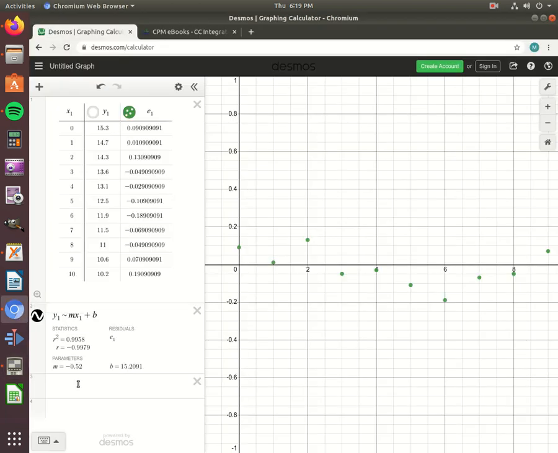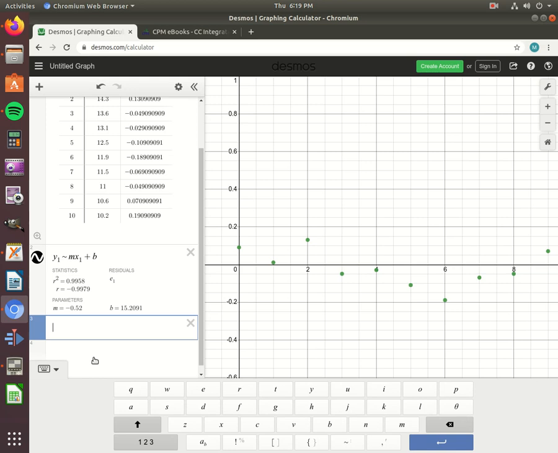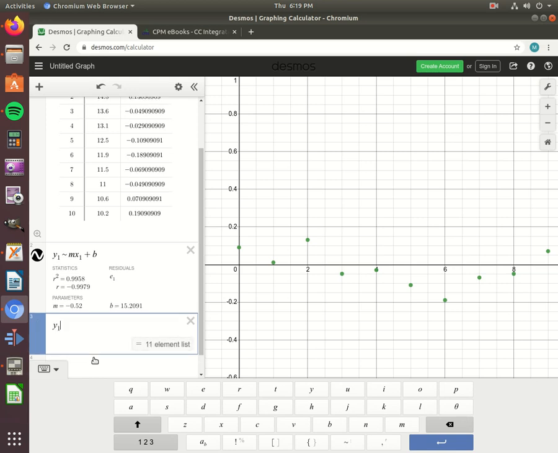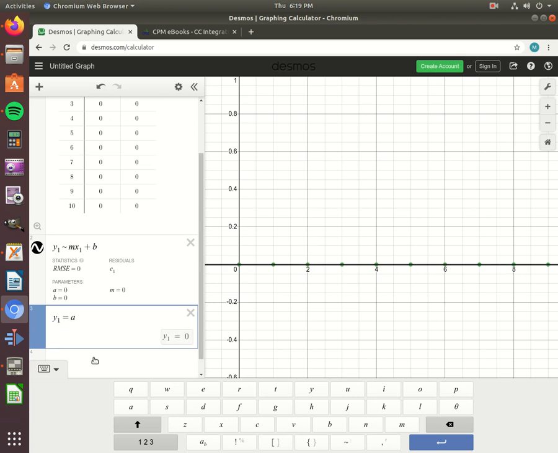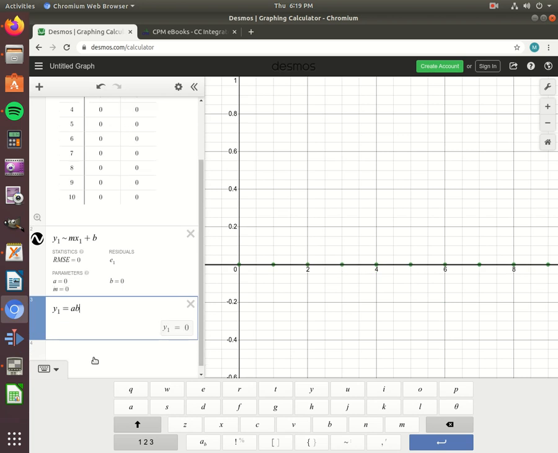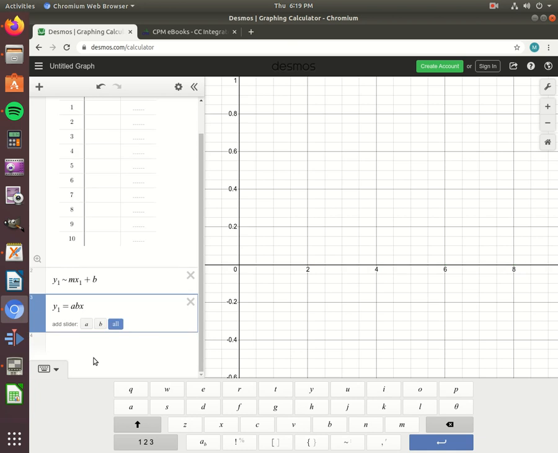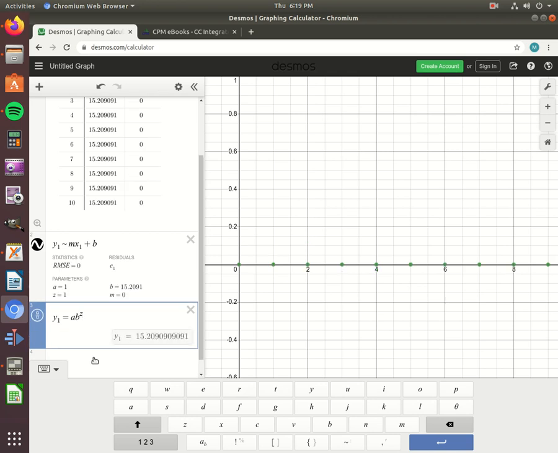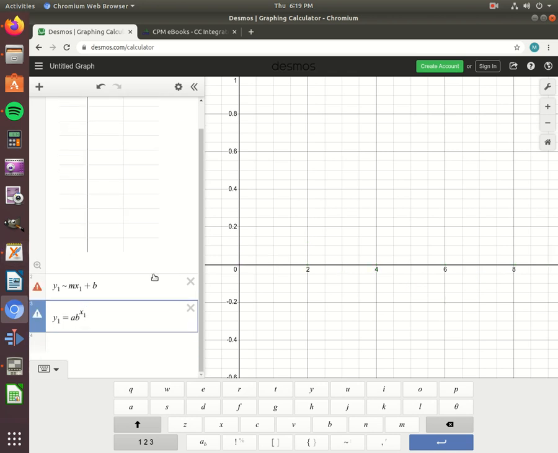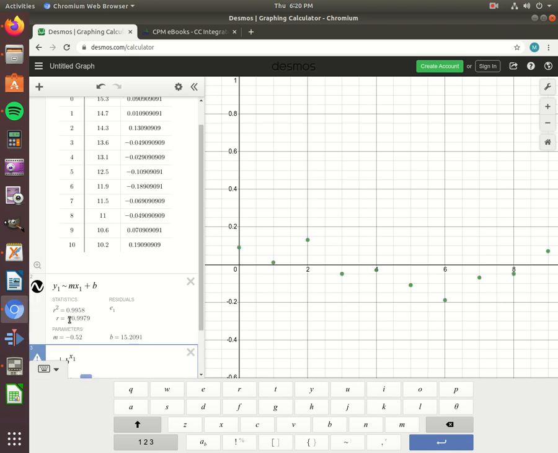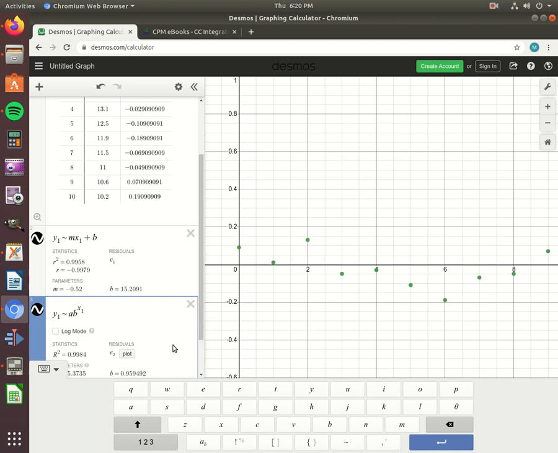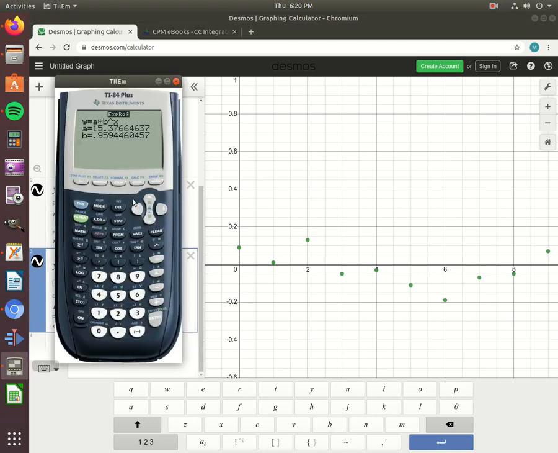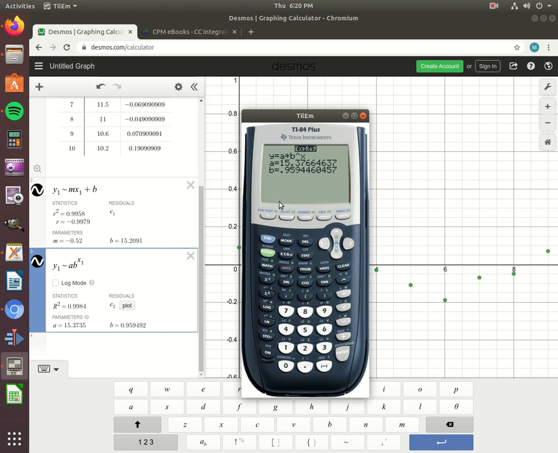We're going to go over to Desmos. And again, I will say y1 equals a times b to the x1. I need that to be an exponent to the x1. Oh, shoot, I wasn't supposed to put equal, was I? I was supposed to use that tilde, so let's go ahead and put that tilde in right there. So there we go. And you can see I get the same equation either way. My A is 15.37, my B is 0.95.